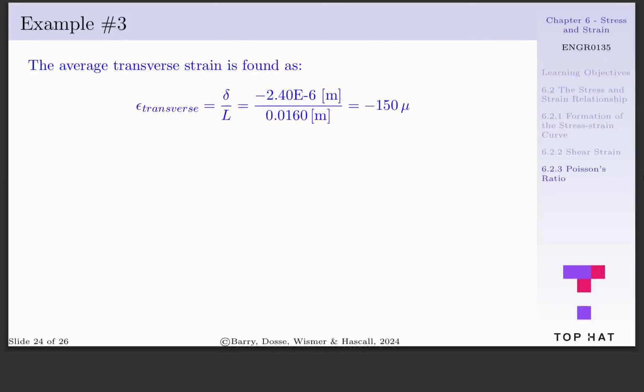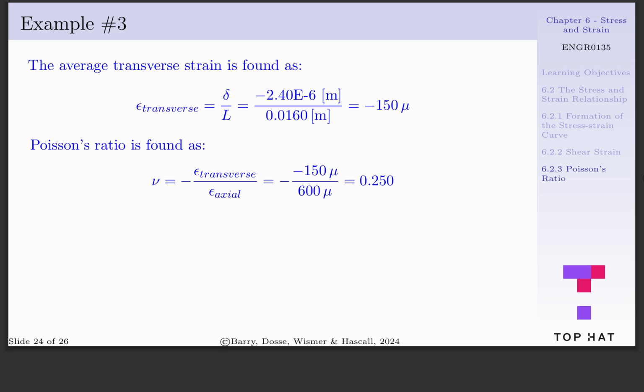The average transverse strain is found as the deformation in the transverse direction per the characteristic length in the transverse direction. In this case, delta is equal to negative 2.4 micrometers. This quantity is negative because the diameter is decreased. Note that L is not the length of the bar in this case, it's the diameter, so we'll use the value 0.016 meters. This gives us the transverse strain equal to negative 150 mu.